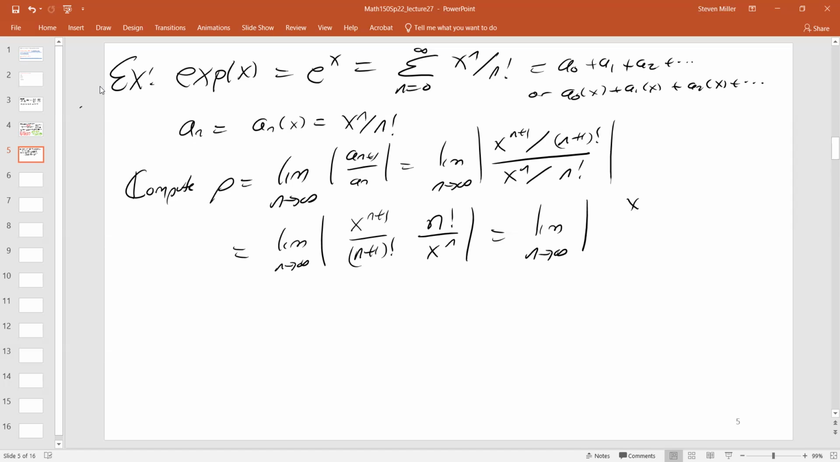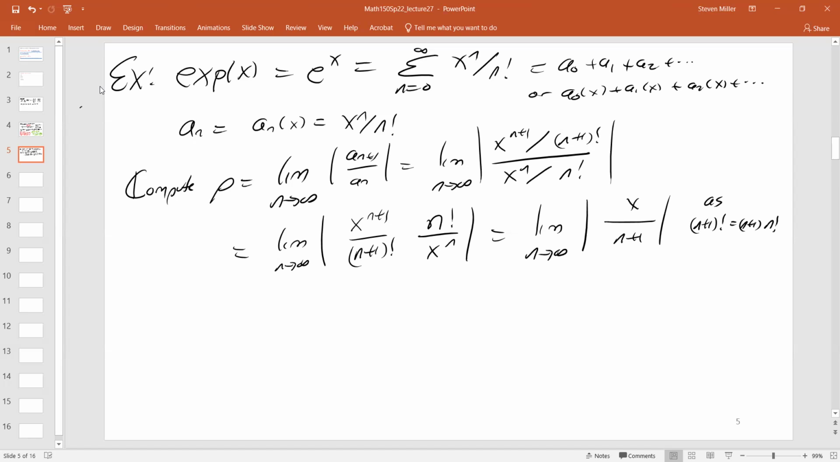So we have n factorial in the numerator, we have n plus 1 factorial in the denominator. 1 over n plus 1. Yeah, just 1 over n plus 1, as n plus 1 factorial is n plus 1 times n factorial.